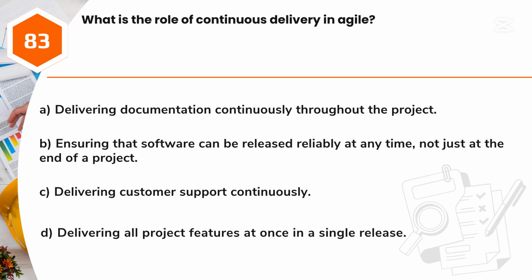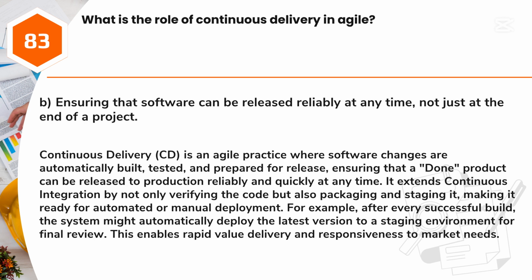Question 83. What is the role of continuous delivery in Agile? A. Delivering documentation continuously throughout the project. B. Ensuring that software can be released reliably at any time, not just at the end of a project. C. Delivering customer support continuously. D. Delivering all project features at once in a single release. Answer. B. Ensuring that software can be released reliably at any time, not just at the end of a project.